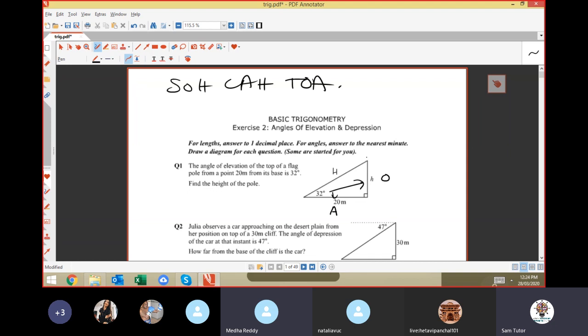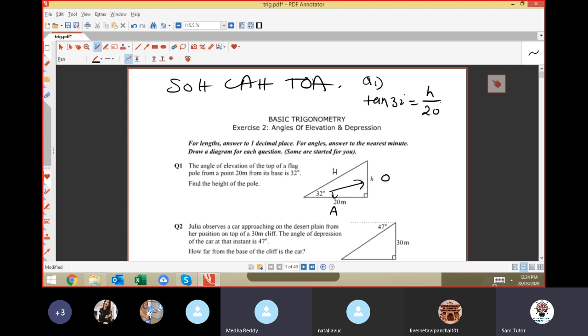Opposite over hypotenuse, that's SOH. Opposite, adjacent, that's TOA, so that becomes tan. So question one: tan what? What's the angle? 32. Tan 32 must equal opposite, which is H, over adjacent, which is 20.